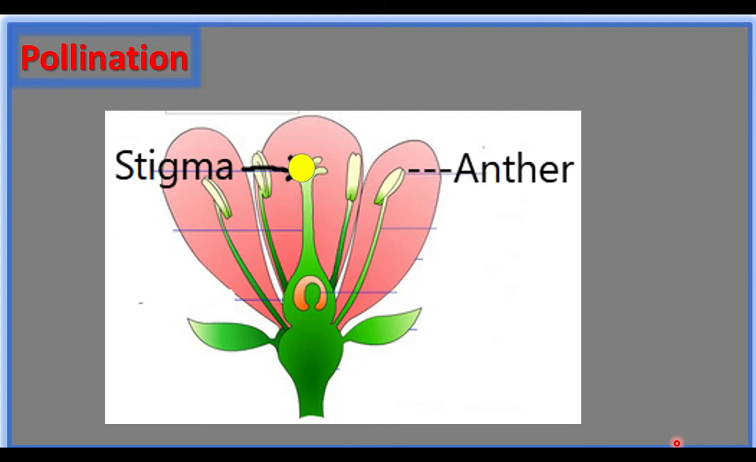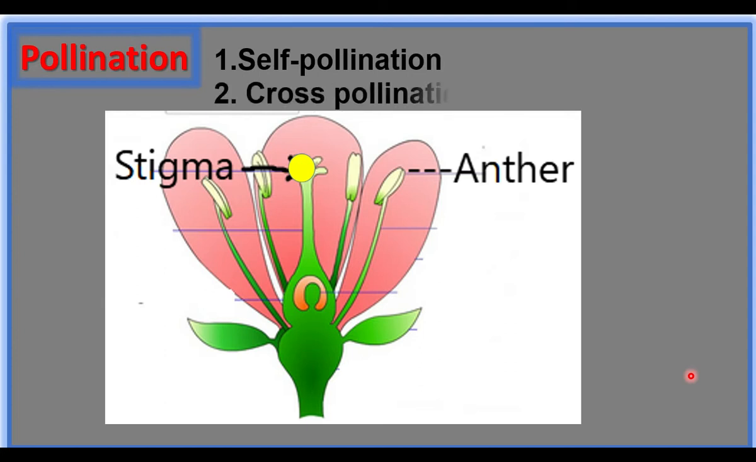What is called pollination? Transfer of pollen grains from anther to the stigma of a flower is called pollination. There are two types of pollination. They are self-pollination and cross-pollination. First, let us learn self-pollination. It is called autogamy.